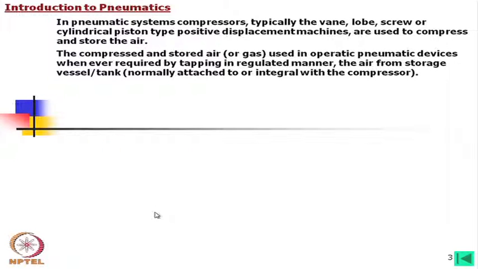The compressed and stored air or gas is used in operating pneumatic devices whenever required, by tapping in a regulated manner the air from the storage vessel or tank, normally attached to and/or integral with the compressor. This means that it is not that you are directly pumping this air to the system.